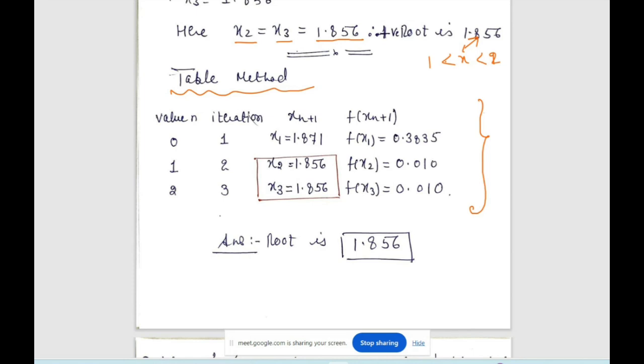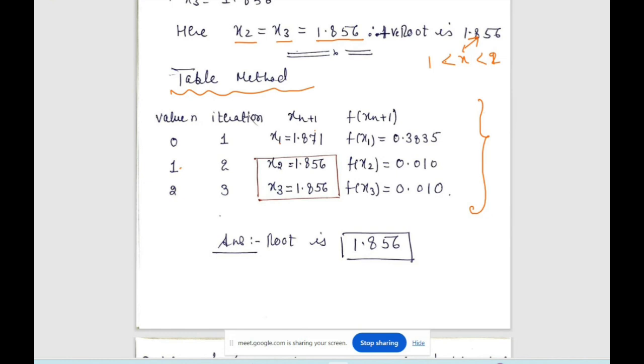If you are putting n equals 0 in the NR formula, you will get 0 plus 1, that is x1. What you have obtained, 1.871, you have to calculate, and also f of x1, 0.3835. You have to calculate everything, but the advantage of this method is no need to write all these things. You can just write everything on rough paper and fill the entry in the table. Okay, x1, f of x1. Now increment the value by 1, so that you will get iteration 2.